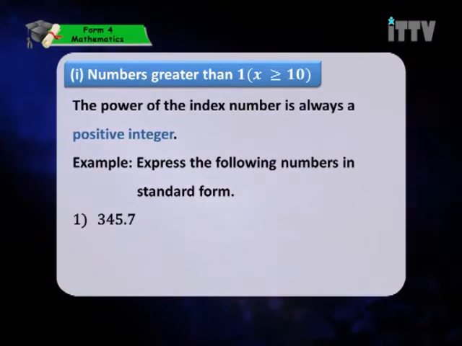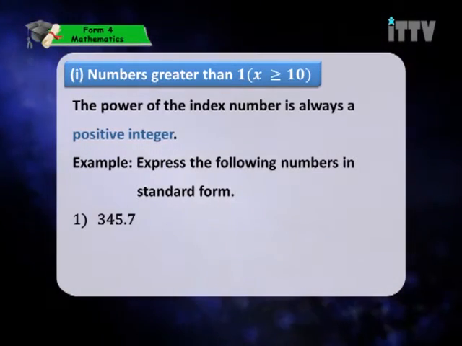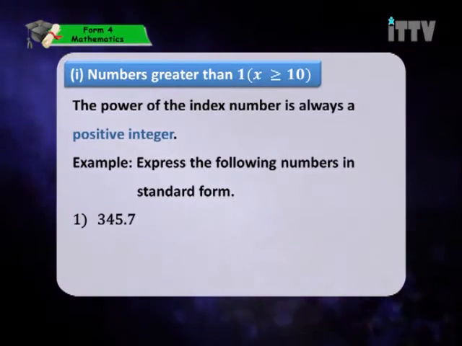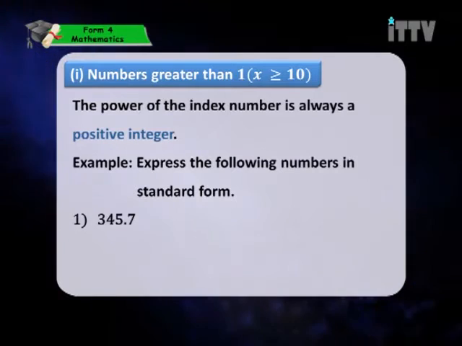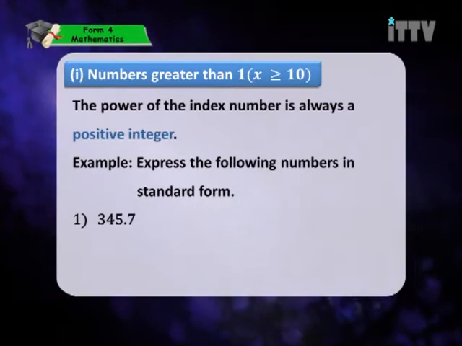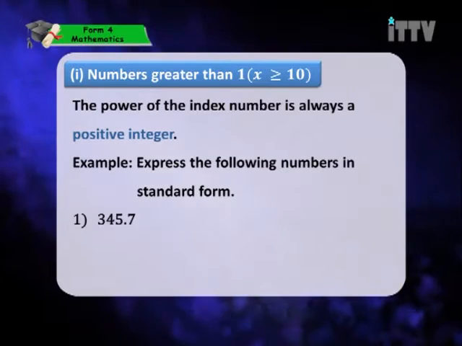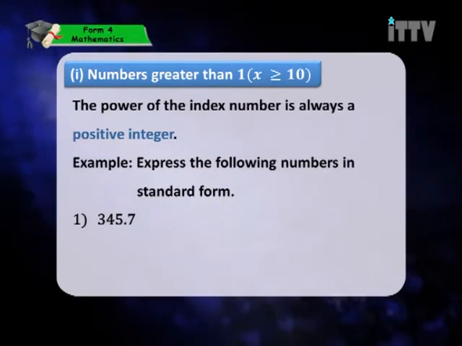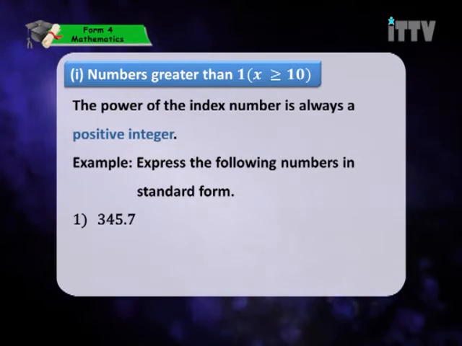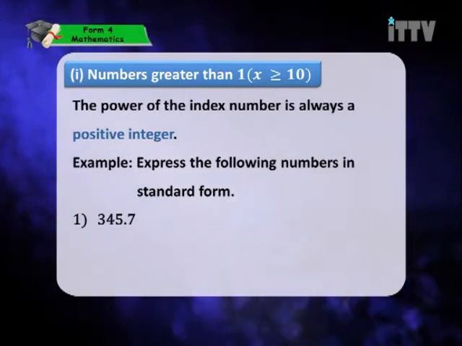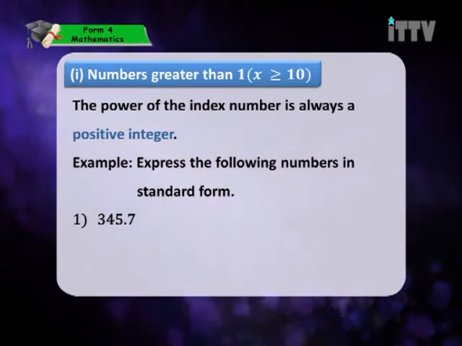Alright, now we're going to look at 2 cases. Numbers that are greater than 1 and numbers that are less than 1. For the first type, any number greater than 1, where x is larger or equal to 10. So for this kind of numbers, when we convert them to standard form, the power of the index number is always a positive integer.